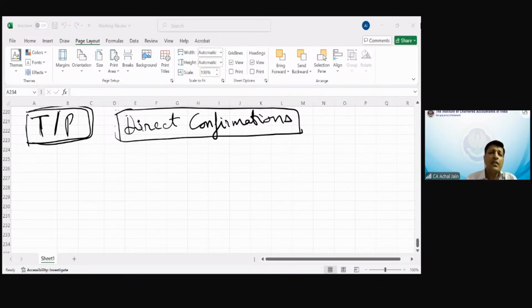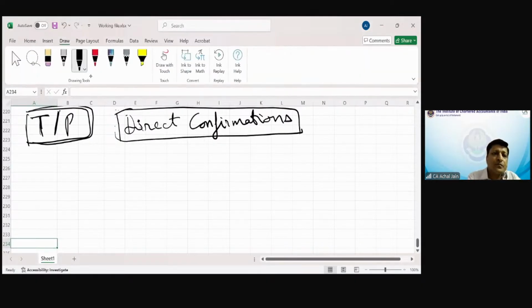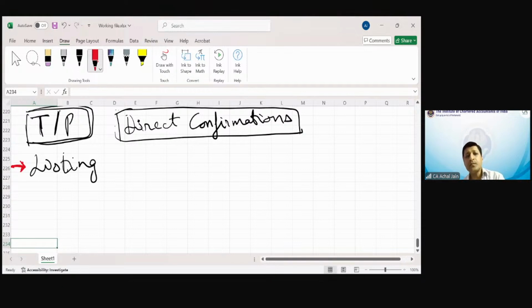Okay, yeah. So let's put down some of the procedures over here. So what will be the procedure? First, obtain the listing, so that you have the population. Through the listing, you have the population of the trade payables. Okay. So once you have the listing through which you get the population of the trade payables, what do you do?